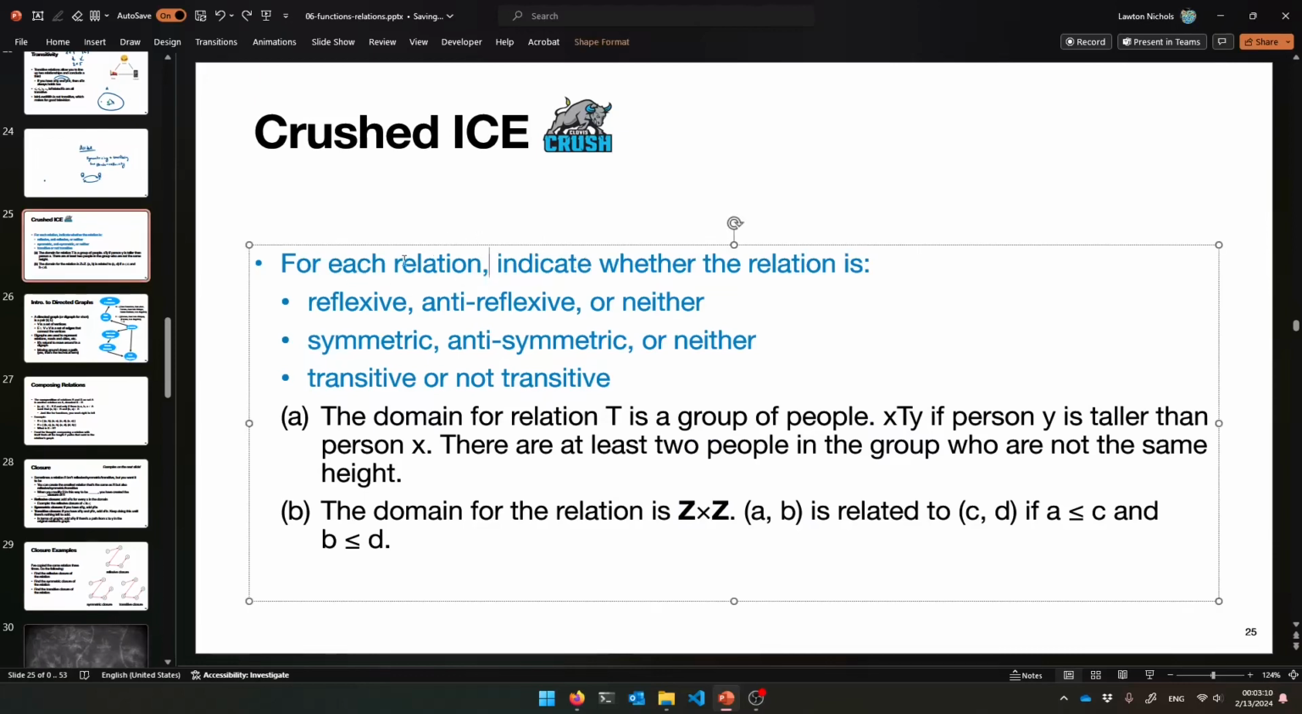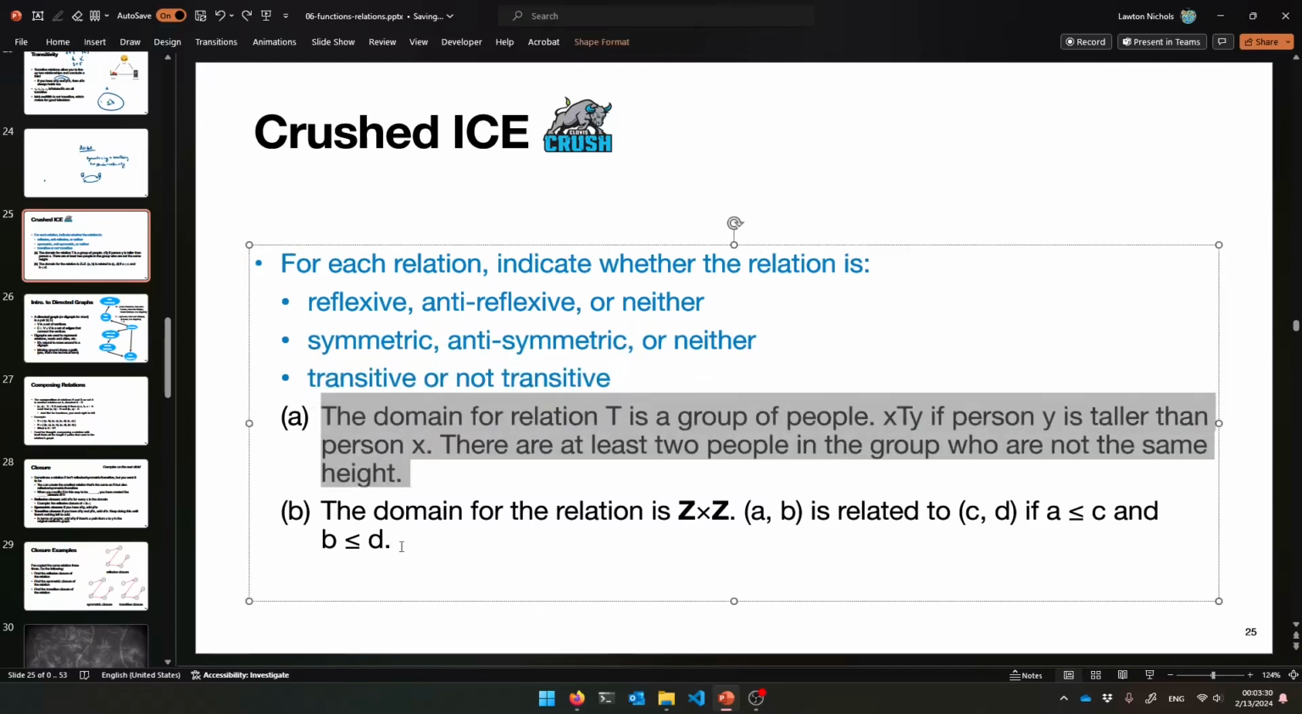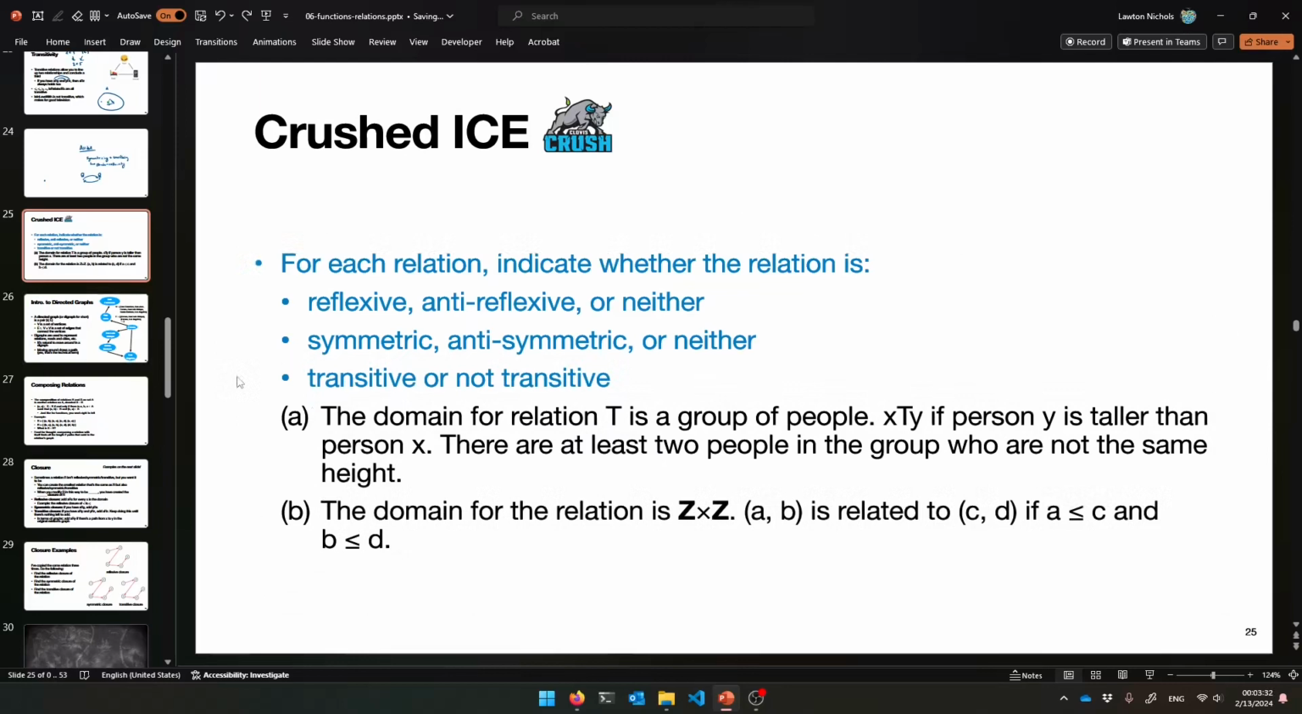But I'm going to give you some example relations, and I'd like you to tell me whether or not the relationship is reflexive, anti-reflexive, or neither, symmetric, anti-symmetric, or neither, and then transitive or not transitive. There's no anti-transitivity or anything like that, thank goodness. Here are your two relations. Give them a try. Let me explain them both. Let's write them out, and then I'll let you try it.